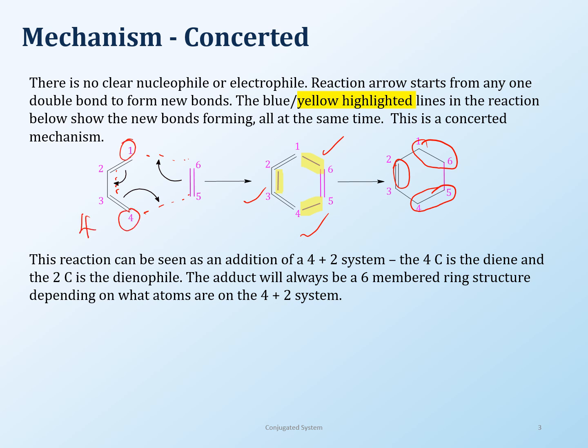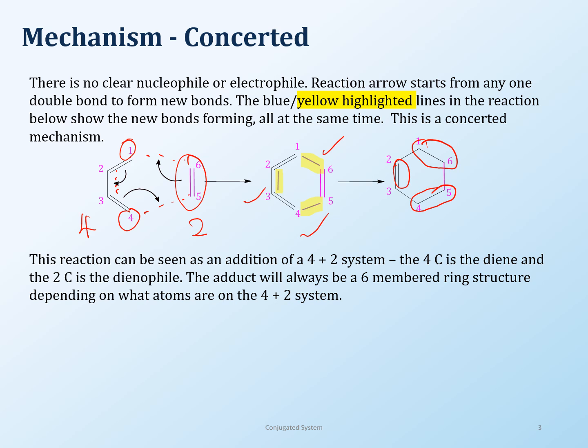So this is the 4 system, and then this is the 2 system. Okay, what is the 2? Again, you need a diene and you need a dienophile. The diene is the 4 electron system, and the dienophile is the 2 electron system. Remember, 2 is the number of electrons in the pi bond. So in the diene you have 4 pi electrons, in the dienophile you have 2.